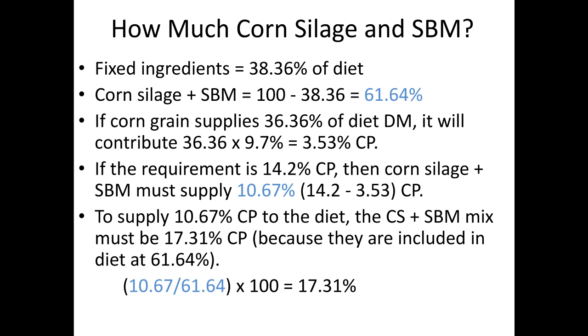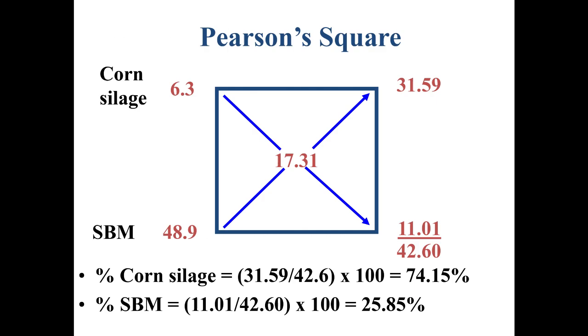You essentially take the amount of crude protein that you need to formulate for in the diet and divide it by the amount of the ingredients in the diet that you're using to formulate for, and that gives you the amount of crude protein that you need to formulate for. Okay, so that number, 17.31%, is what you put in your Pearson square. Again, please make sure that that's clear, because that's where I see the most students stumble when they're carrying out these formulations. Okay, so 17.31 goes in the middle of our Pearson square.